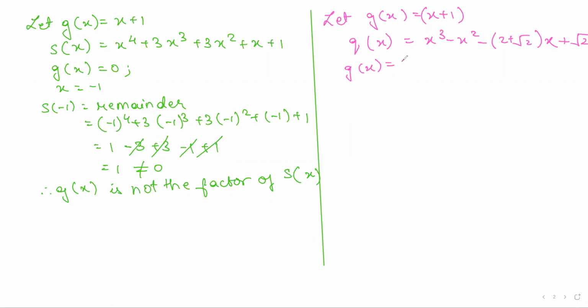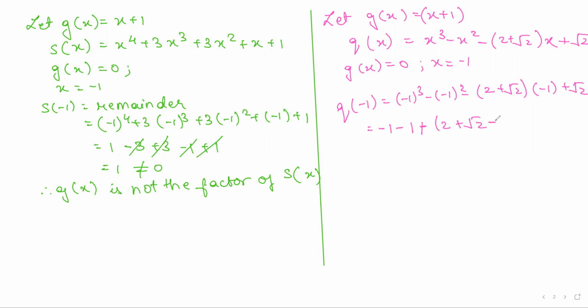At g of x is equals to 0, your x value is equals to minus 1. The q of minus 1 is equals to minus 1 cube minus minus 1 square minus 2 plus root 2 into minus 1 plus root 2. This is equals to minus 1 minus 1, minus minus will be converted into plus 2 plus root 2 plus root 2. Here these two will get cancelled, and you're left with 2 root 2 plus root 2, which is 2 root 2. Again, this value is not equal to 0. Therefore, g of x is not the factor of q of x.